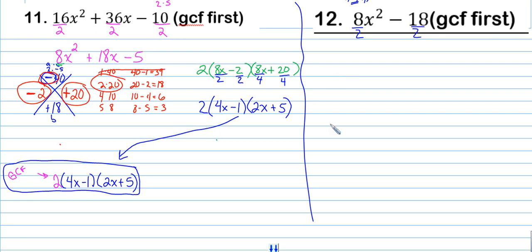Okay? And don't forget to put it down. I'll just put it out to the side over here. Okay? And then they don't both have a letter, so you can't take out a letter. 8 divided by 2 is 4. Bring down the x squared. And then 18 divided by 2 is 9. And then bring the minus down. Okay?